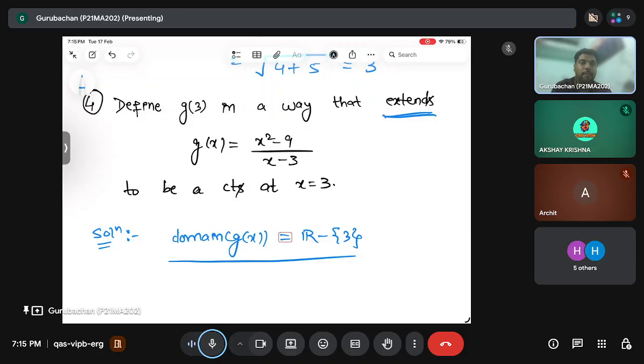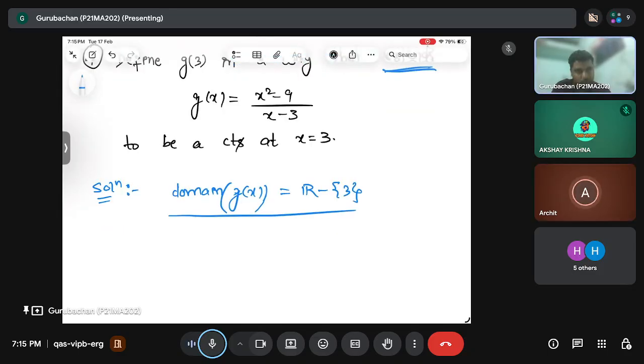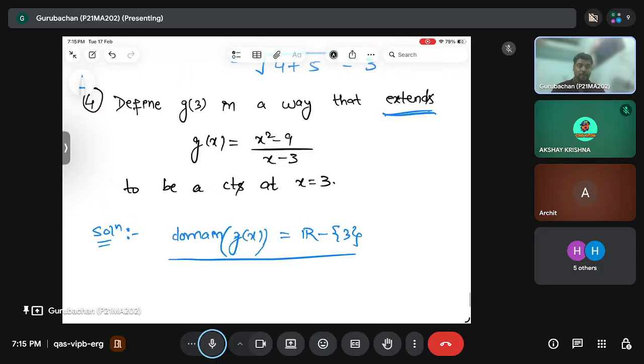So I am saying its domain does not contain the point 3. But if its limit exists at 3, then the discontinuity will be of which kind? Anyone? Which kind of discontinuity will it become? Removable discontinuity. That means you can explicitly define by yourself what is the functional value at g(3). So that is the extension of the function maintaining the continuity.